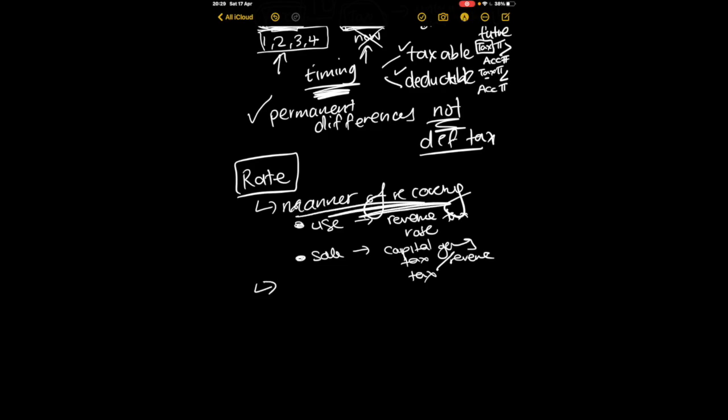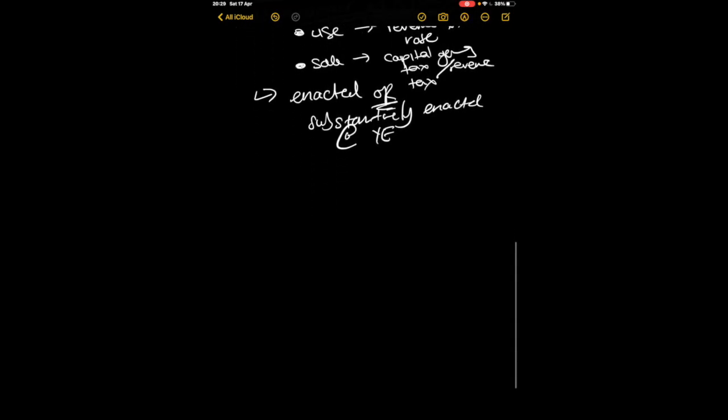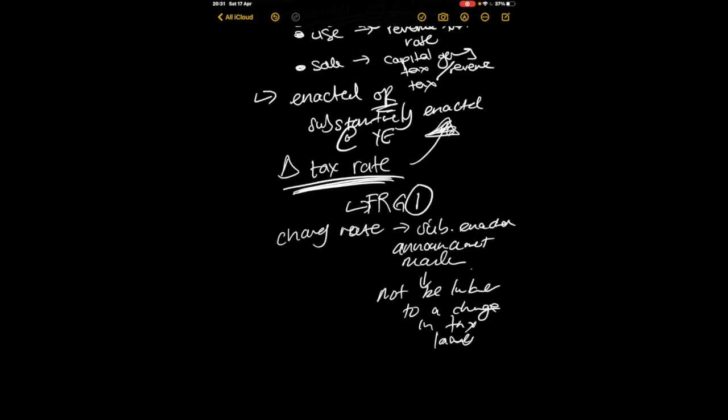The other thing is that our tax rate has to be based on rates that are enacted or substantively enacted at the year end. So what does that mean? If it is inextricably linked to a change in tax law, then we can only regard it as substantively enacted when it is passed through Parliament. So that's the key thing that we need to remember over there.